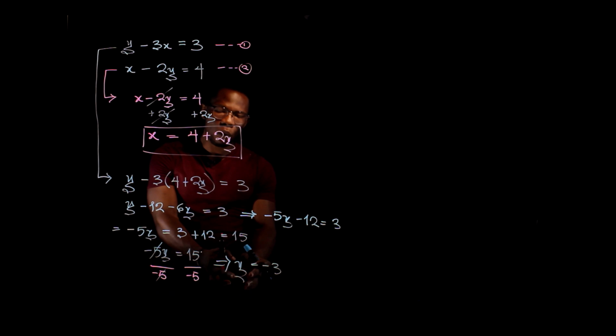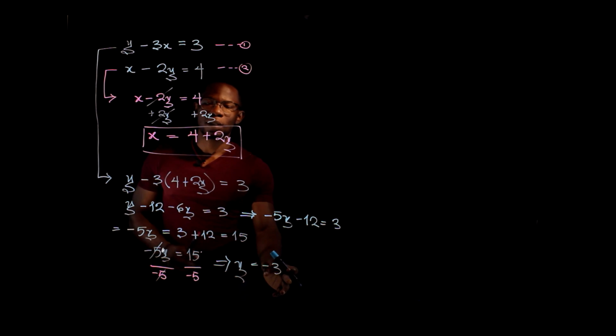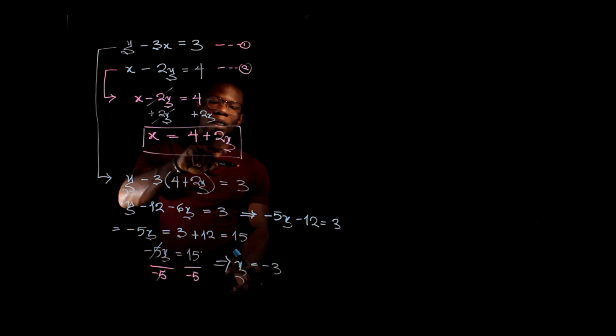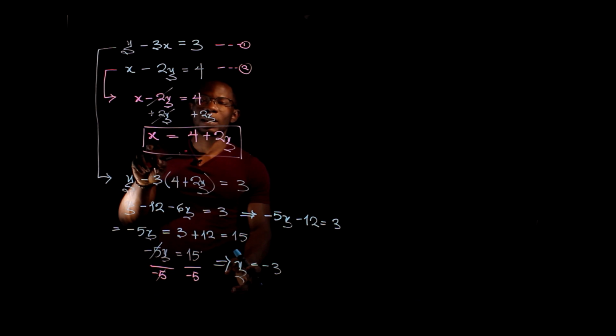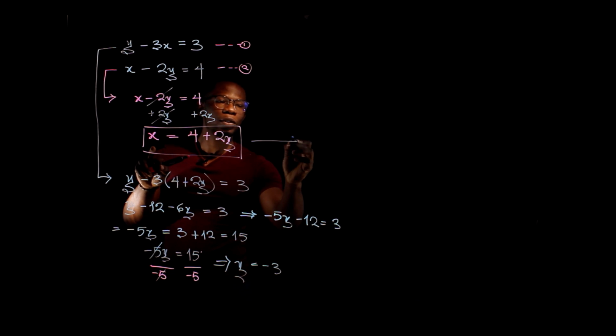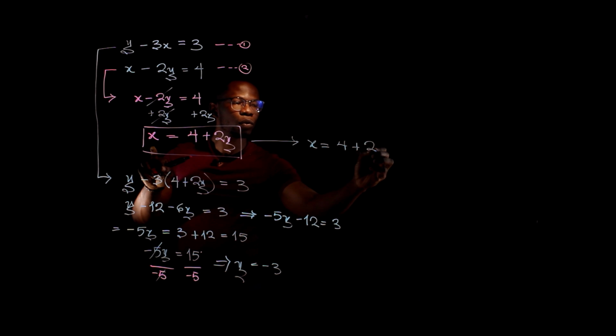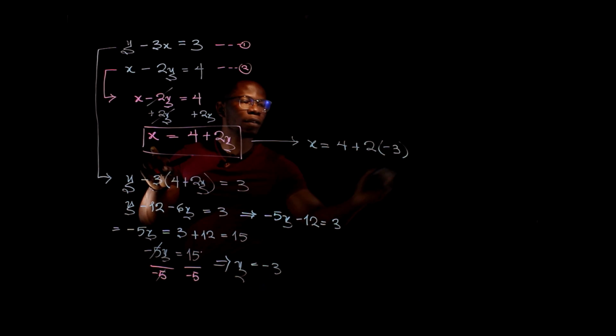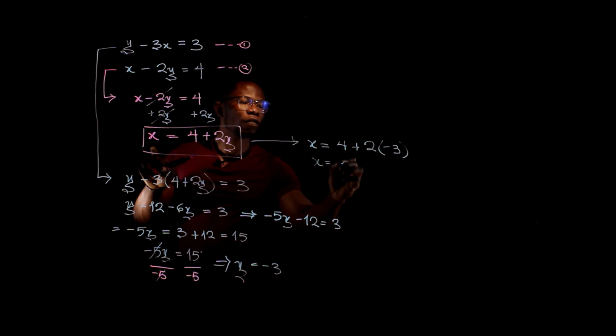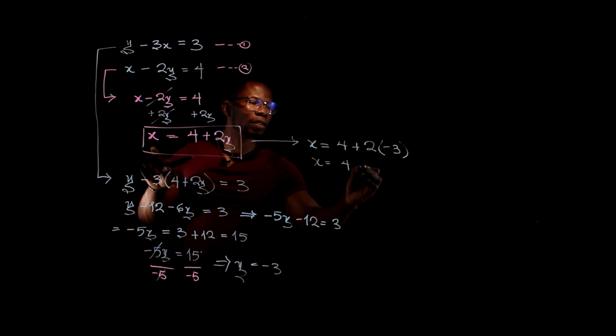So now we have that y is equal to minus 3. So we have to substitute y into our x expression to get our x. So this equation becomes x is equal to 4 plus 2, and we know that y is equal to minus 3, so this is minus 3. So x is equal to 4, plus 2 multiplied by minus 3 equals minus 6. So x is equal to minus 2.